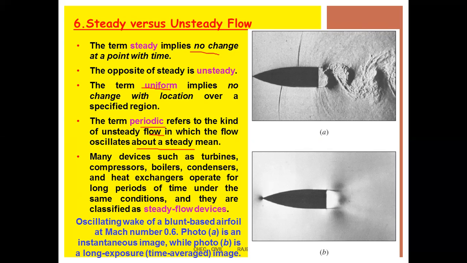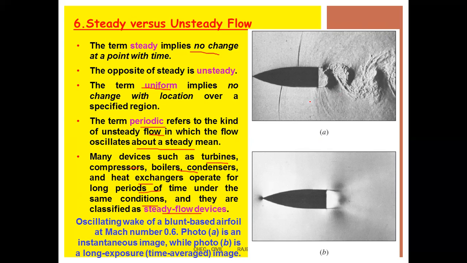The term uniform means there is no change in the location. But if there is nonuniform, we can say there is a change in the position with the time taken. Many devices such as turbines, compressors, boilers, condensers, and heat exchangers operate for longer hours under the same conditions, and they are classified as steady flow devices. Okay, steady flow, unsteady flow.